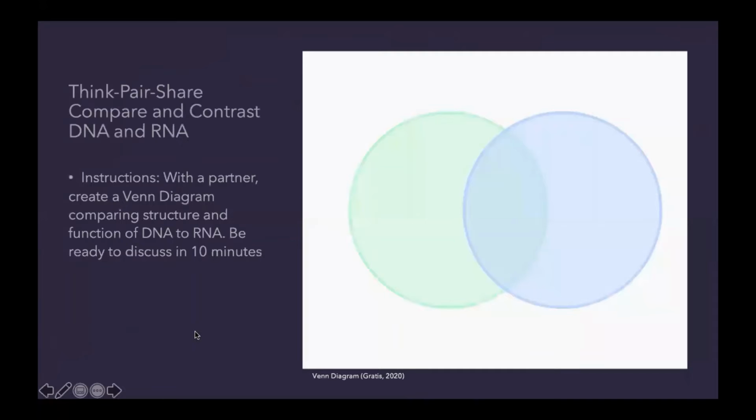For right now, I would like you to get with a table partner and, on a sheet of paper in your journal, create this Venn diagram. With all the information that we've covered, I would like you to compare and contrast the characteristics and maybe functions or composition of DNA to RNA. I'll give you 10 minutes to do that.